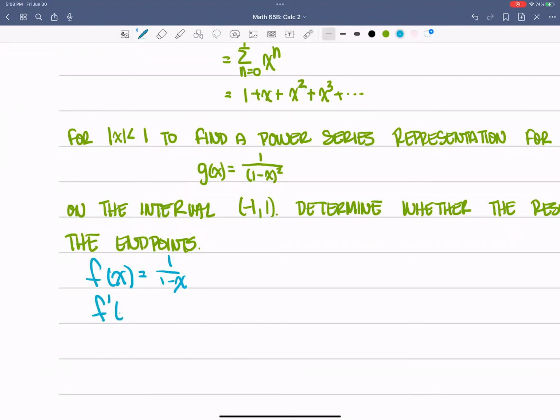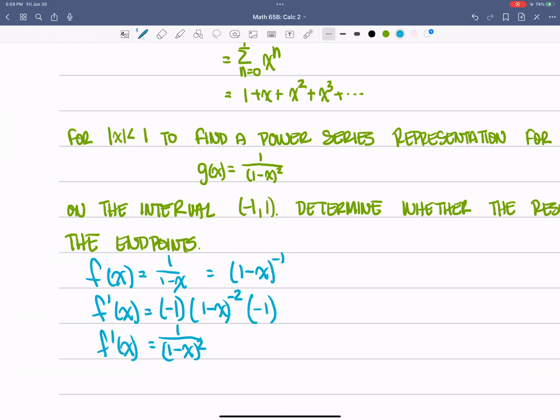F prime of x, we could see this as 1 minus x to the -1. Power rule, we grab that exponent, bring it down as a coefficient, subtract 1 from the exponent, and then we take the derivative of the inside, which is -1. So looking at this, we end up with 1 minus x squared in the denominator. Numerator, the negatives multiply out, so we have a positive. F prime of x, which is actually equal to g of x.